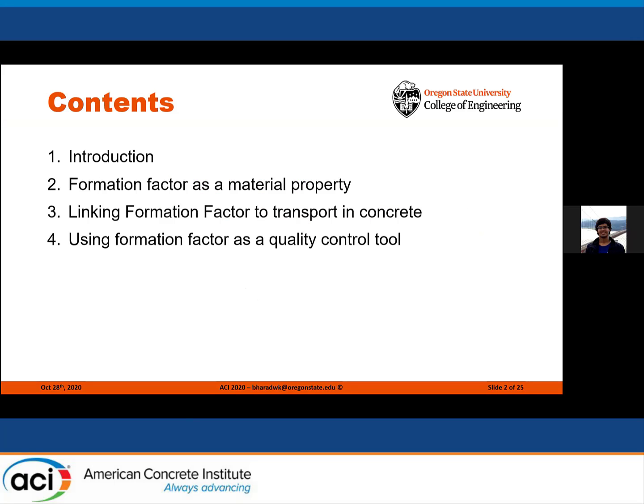In this presentation, I'll give you a brief introduction into the current state. Then we'll look at how formation factor is a material property, and how formation factor can be linked to transport in concrete. Finally, we'll look at how formation factor can be used as a good quality control tool.